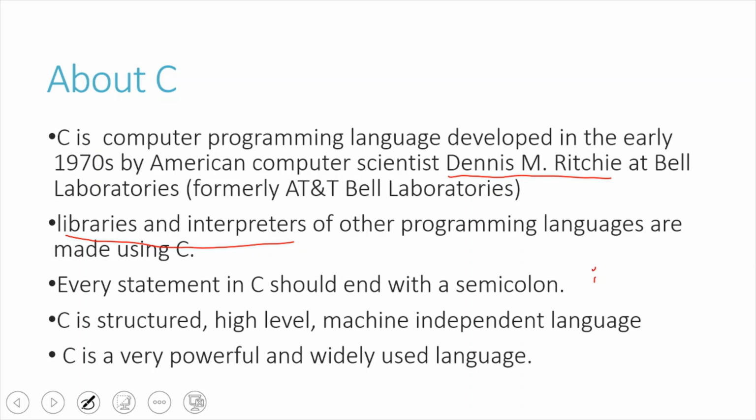C is a structured, high-level and machine-independent language. Machine-independent means the code that you write for one machine can be transferred to another machine also without any problem. Also, C is a very powerful and widely used language.